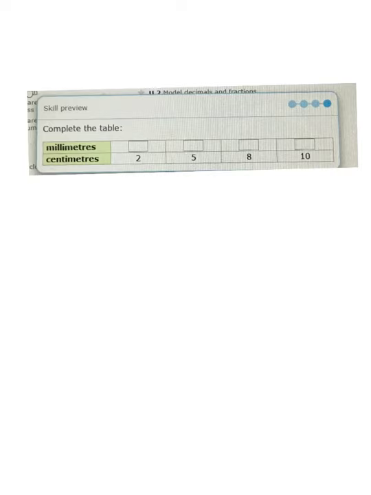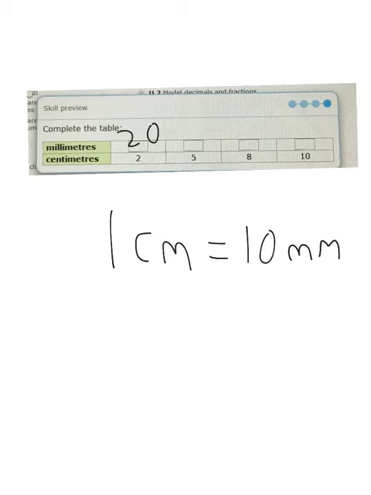Now we'll look at a few examples from the IXL practice. So this one is pretty much very straightforward. It's very similar to what we were just saying. If we know that 1 centimeter equals 10 millimeters, we can fill this in quite easily. So therefore, 2 centimeters must be 20 millimeters. 5 centimeters must be 50 millimeters. 8 centimeters must be 80 millimeters. And 10 centimeters must be 100 millimeters. This next example is a little trickier.